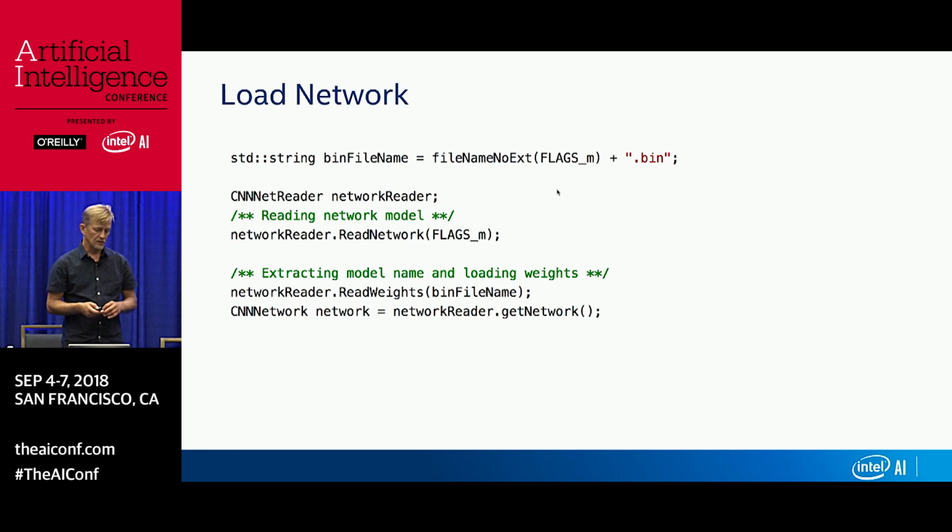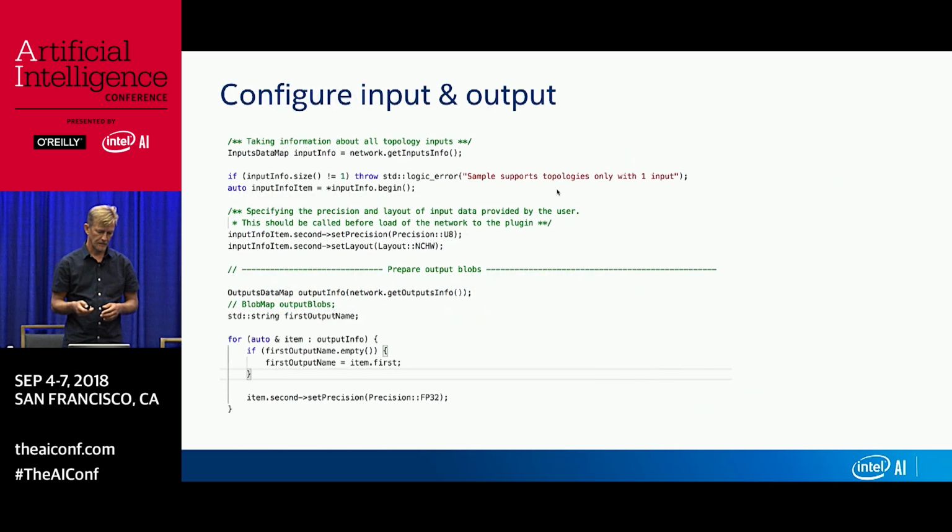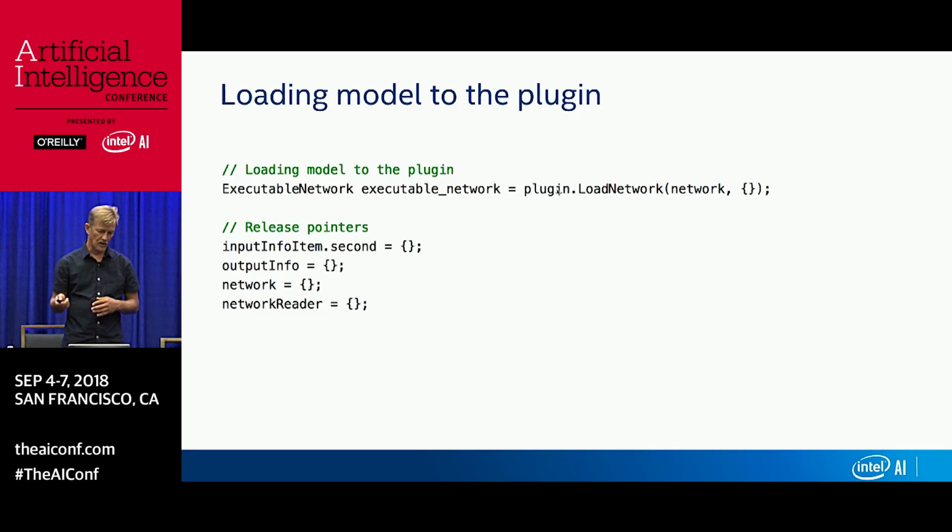Next, we are loading the network using the path to the model. We are reading the XML file plus the binary file to load topology information. The next step is to configure input and output buffers. So we are taking input information from the network. It will provide us an input name, input precision, and the dimensions for the input buffer. Using all of this information, we are allocating the buffer for input, and the same for output.